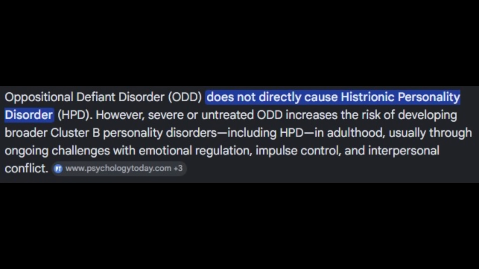Now, the last part of the bullying blurb does reference ODD, which is oppositional defiant disorder. And I did look it up. It says that it does not directly cause histrionic personality disorder. However, severe or untreated ODD does increase the risk of developing a broader cluster B personality disorder, which could be histrionic personality disorder, or it could also be bipolar personality disorder in adulthood. So basically ODD, which is a linked factor to bullying, can lead to a cluster B personality disorder. And so I felt like that was important to put in here as well.